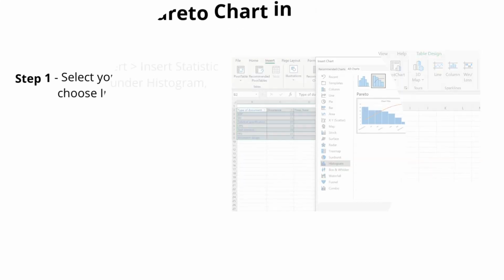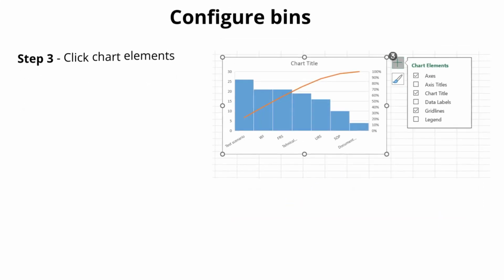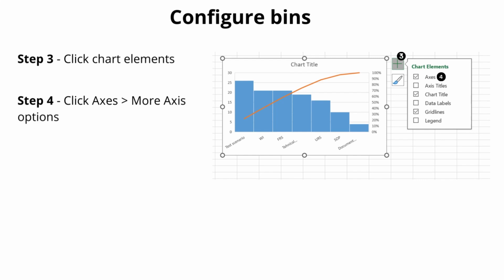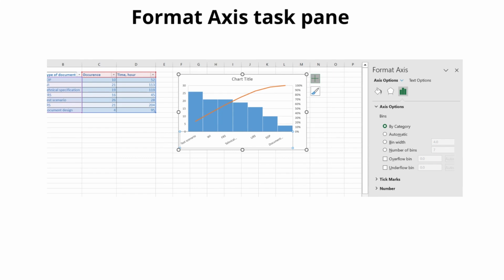The next step, click Insert Statistic Chart, and we need to find the histogram. After that, we click Chart Elements and choose the More Axis option. And you see in this Pareto chart that we focused on the 5 columns, such as the test scenario, working instruction, FRS, technical document, and URS.